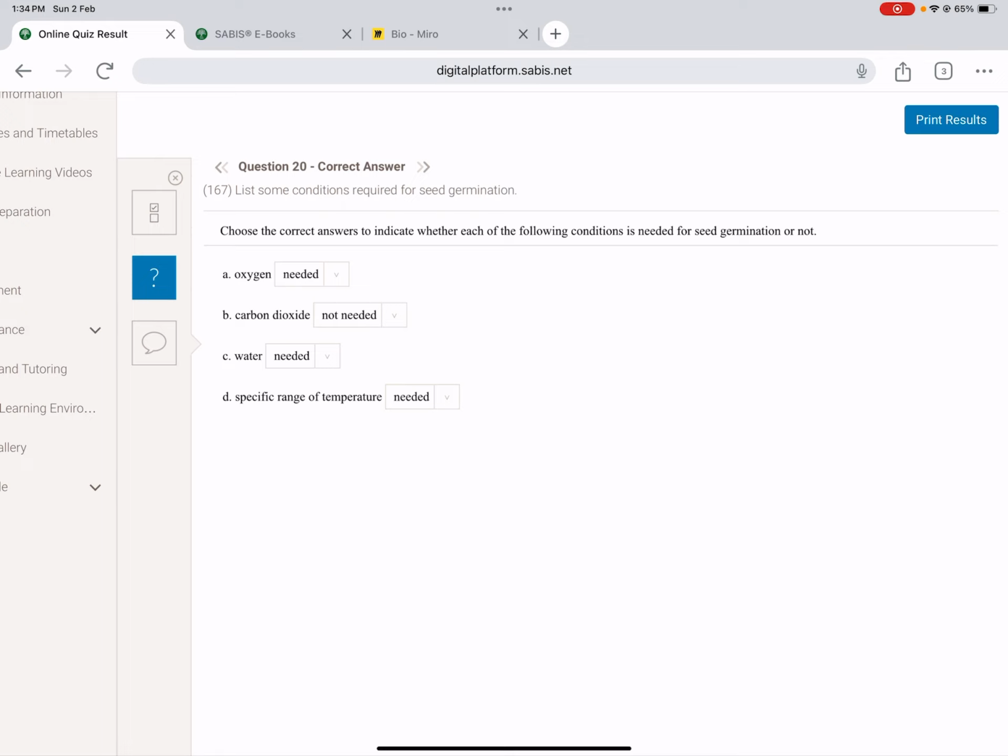Okay, for germination, we need three important factors: oxygen, water, and a warm temperature. Usually a warm temperature for the enzymes to be able to function. Okay? So for germination, we need oxygen, water, and a specific range of temperature.